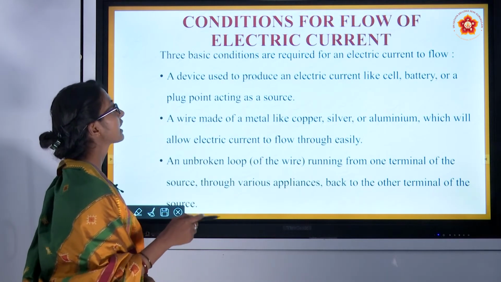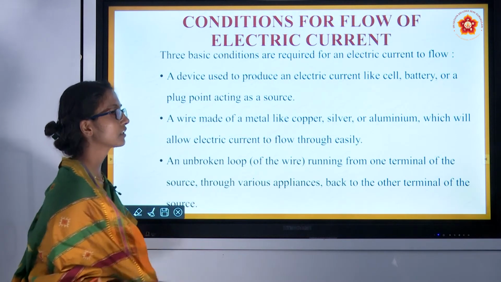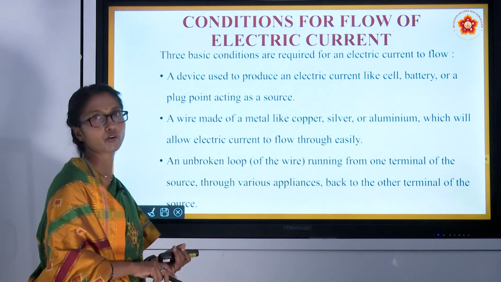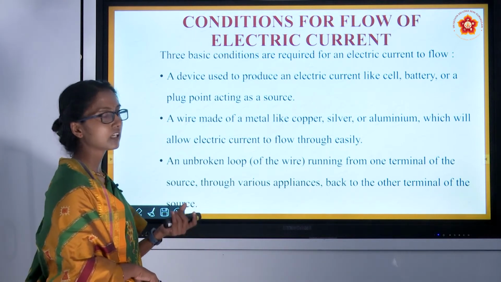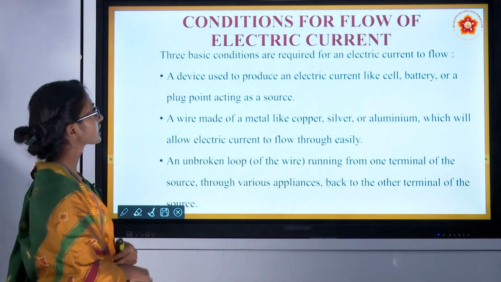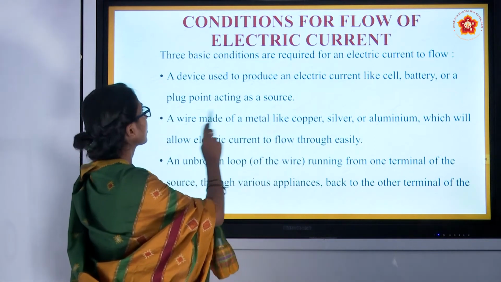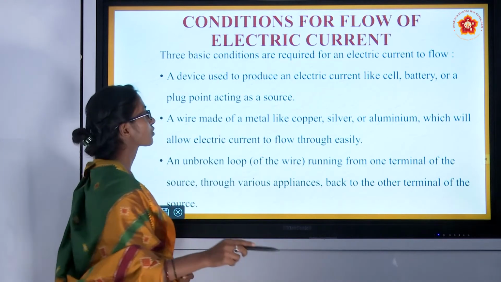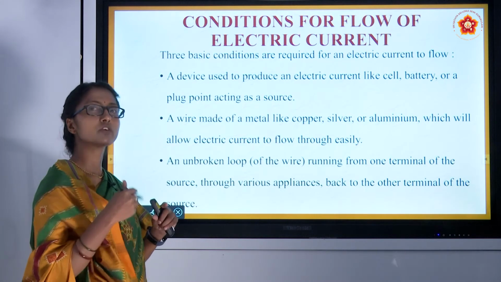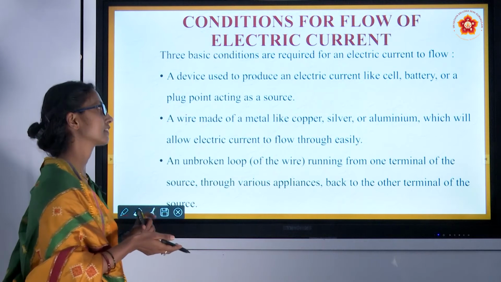Conditions for flow of electric current. Three basic conditions are required for an electric current to flow. There are three basic conditions which a circuit should follow so that electricity will flow through the circuit and the bulb will glow. First condition: a device used to produce an electric current, like a cell, battery or a plug point, acting as a source. It is compulsory to have a cell or some source which will produce electricity. A source is very necessary.